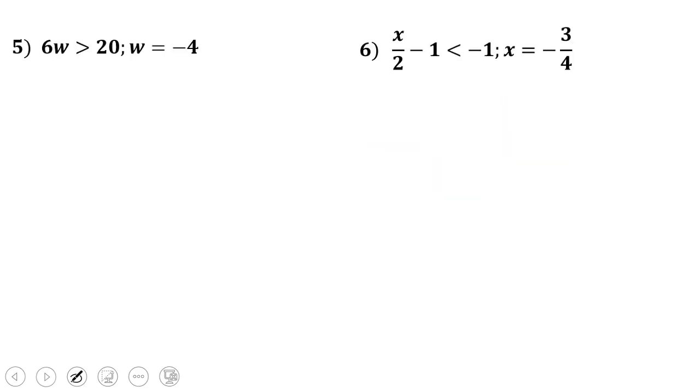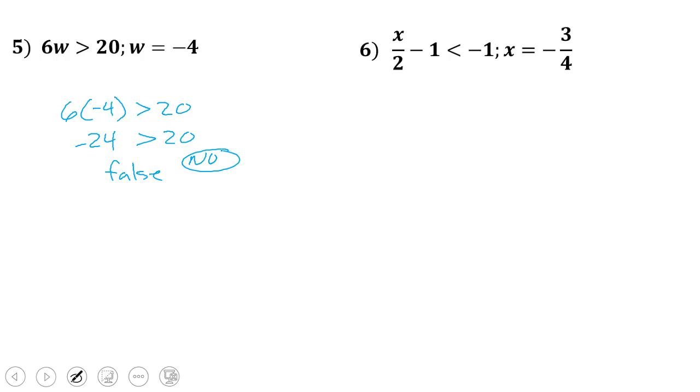Let's do 2 more quick ones and we're going to be done with the second video. 6w greater than 20, when w is equal to negative 4. So if I go 6 times a negative 4, is that greater than 20? Negative 24 greater than 20. Well, what do you think? I'm glad you say false. No, not a solution.